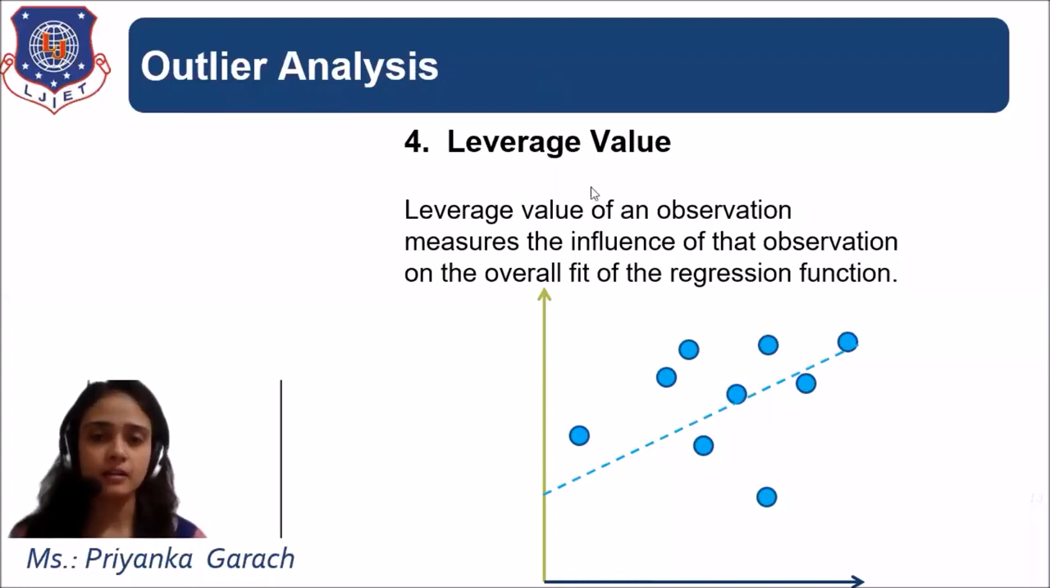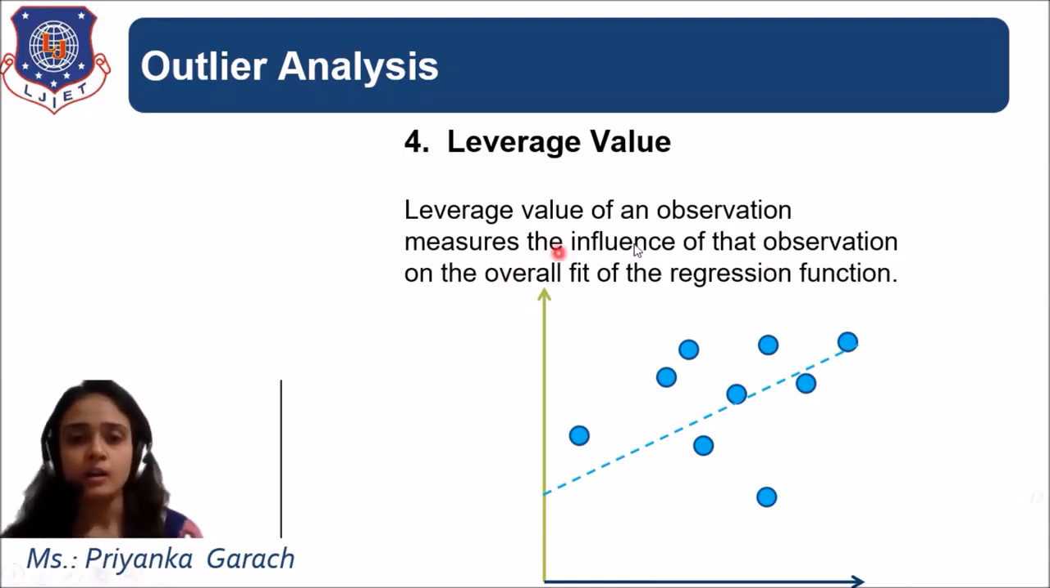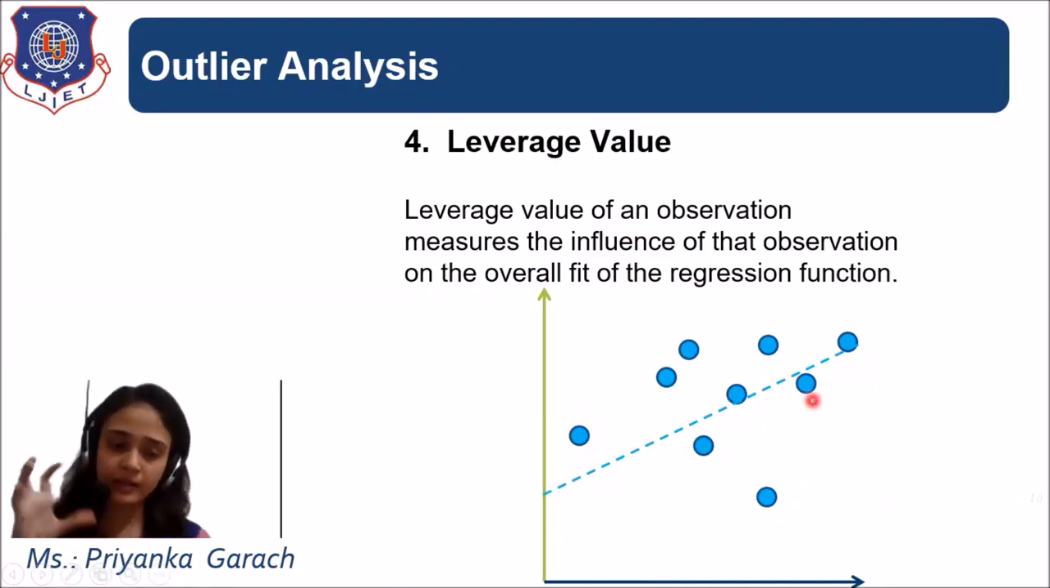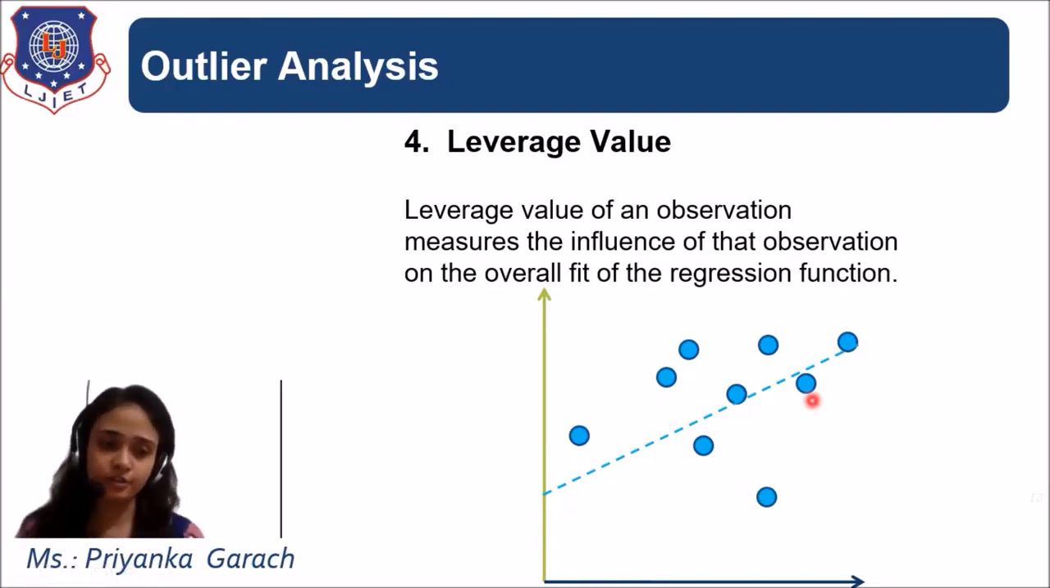The next one is the leverage value. The leverage value of an observation measures the influence of that observation on the overall fit of the regression function. If I consider a particular data point, how greatly does it affect this particular regression line? If I remove it or do not remove it, then it makes no difference to the regression line. So the question is whether a particular data point is impacting your final regression function or not.